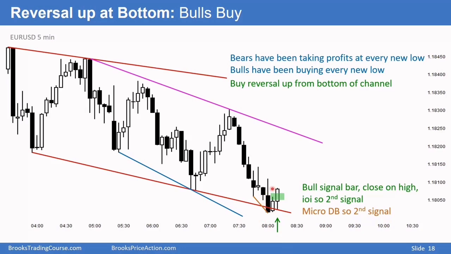IOI, we have a bar, an outside bar, and then an inside bar. So this bar is inside this. This bar is inside that. So inside, outside, inside. A type of micro double bottom, a good buy signal bar, a bull bar closing near its high. This is a reasonable buy.